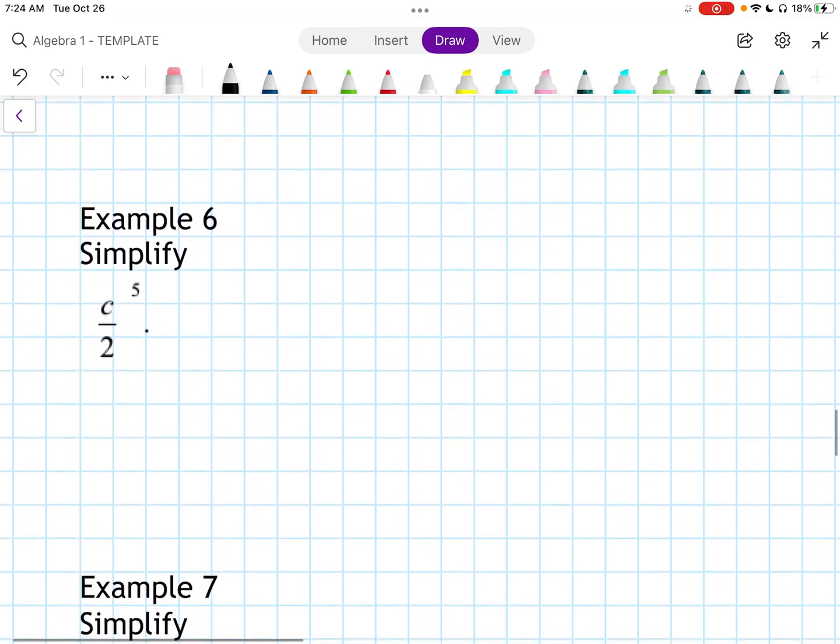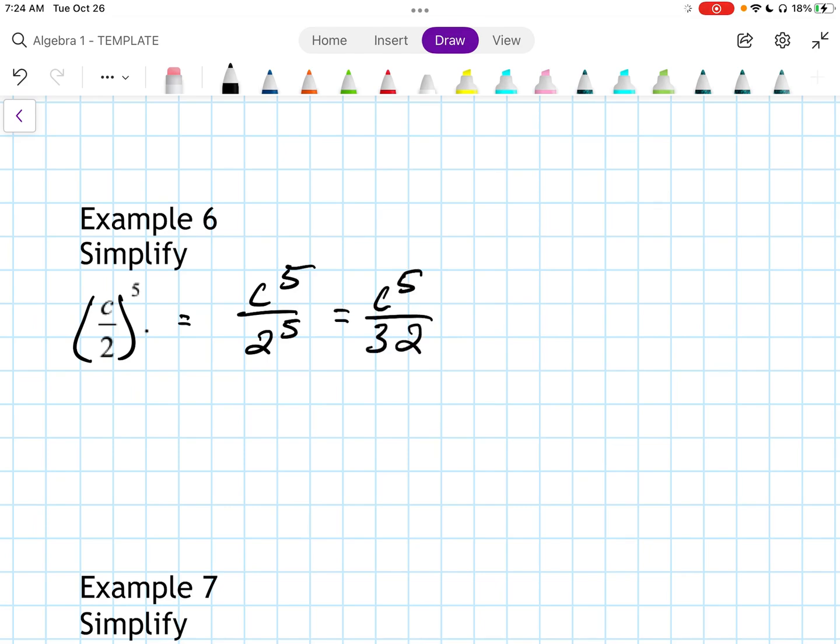Example number 6, this is c over 2 all to the 5th. This would be equal to c to the 5th over 2 to the 5th. 2 to the 5th is 32, and c to the 5th stays the same.